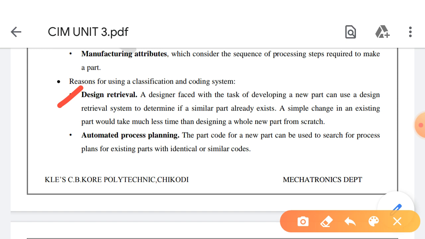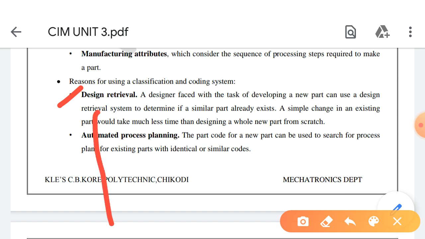Next, the second one is automated process planning. Automated process planning means that once a design is finalized, you also make the process plan for it. Whatever design is searched, the part coding is there, and with the help of that design code you can identify the existing process plan, and then plan according to the changes.